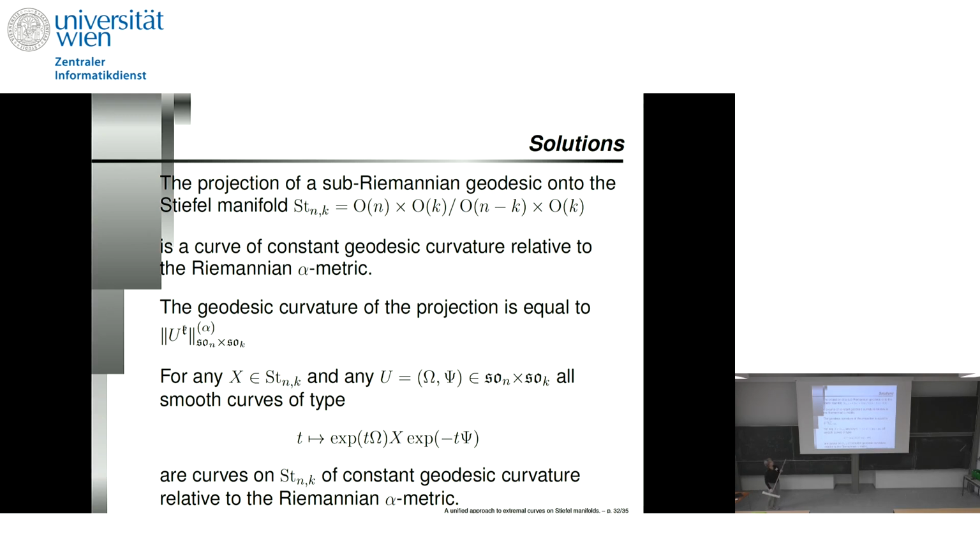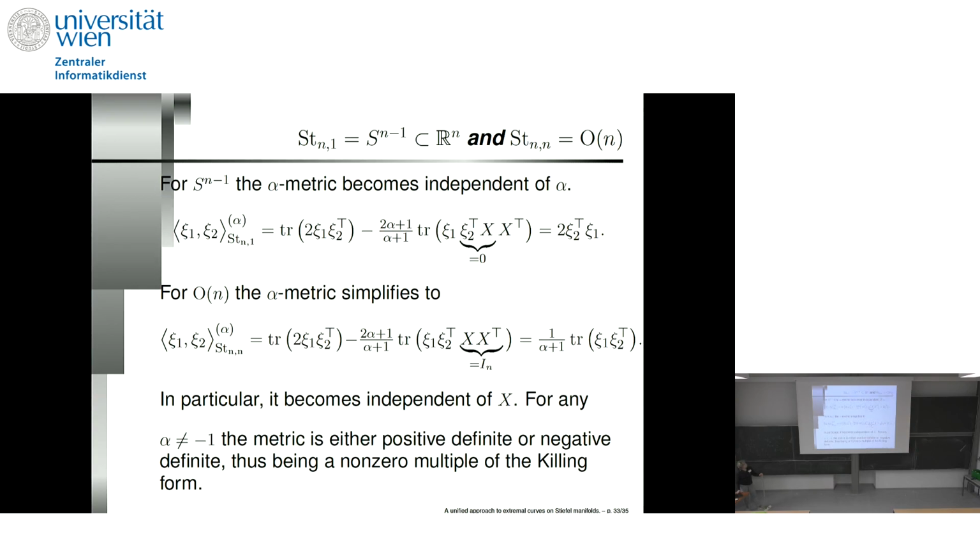So that's what is written here. This is the geodesic curvature, the norm of the vertical part of the initial vector. For any x and any u in the Lie algebra, this kind of writing gives us the curve of constant geodesic curvature. So this is a general form of how to find the curve of constant geodesic curvature on the Stiefel manifolds, and this is just a consequence of that result.